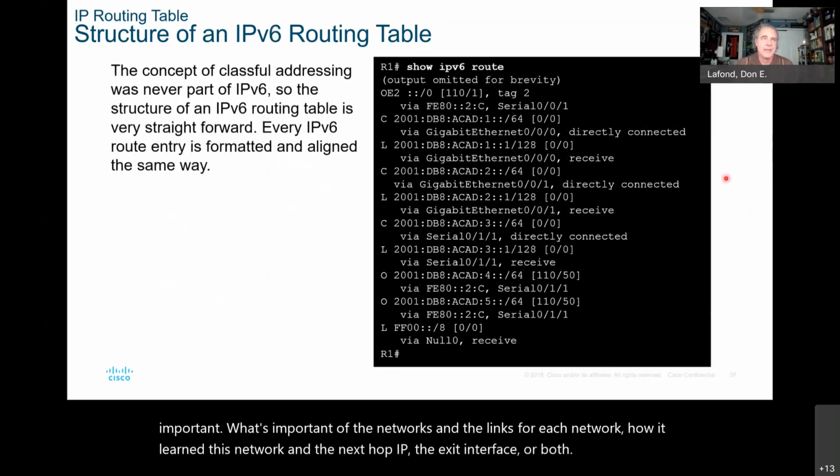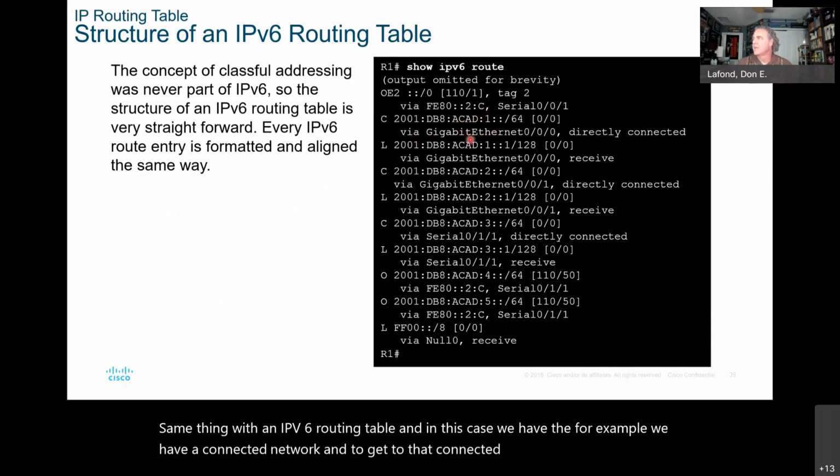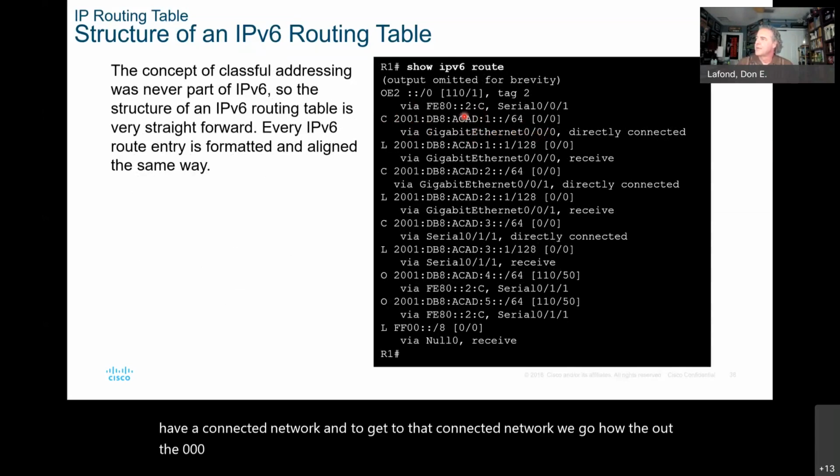Same thing with an IPv6 routing table. And in this case, for example, we have a connected network. To get to that connected network, we go out the 000 network. So the 1 network is on 000. The 2 network is on 001. The 3 network is on 001.